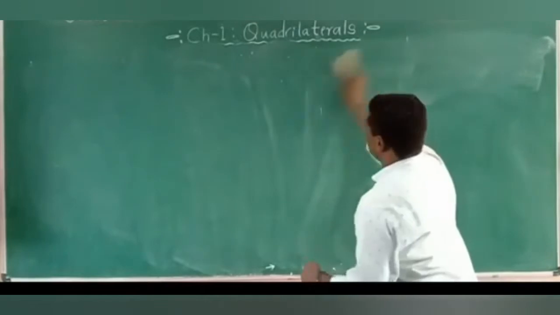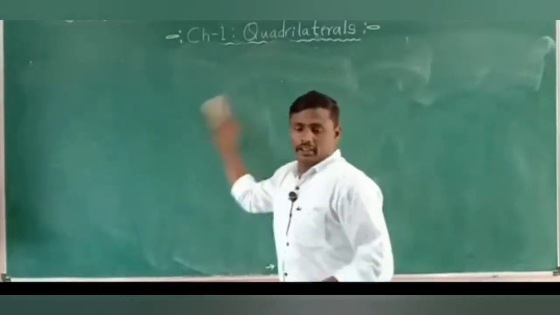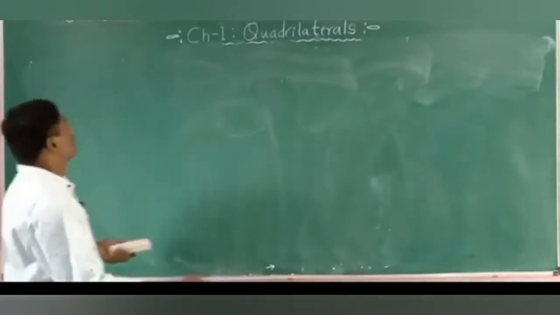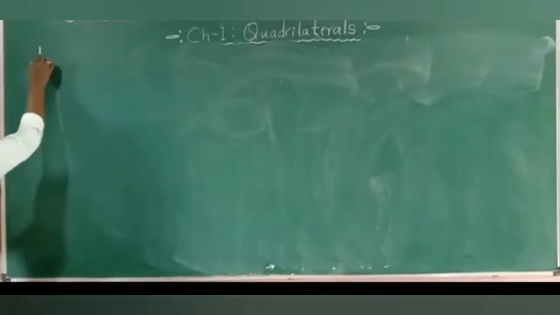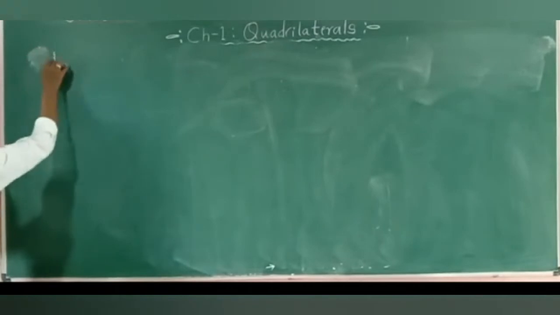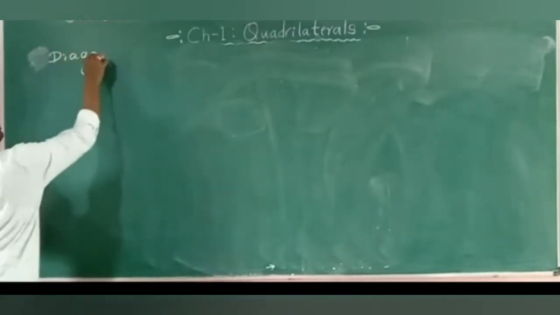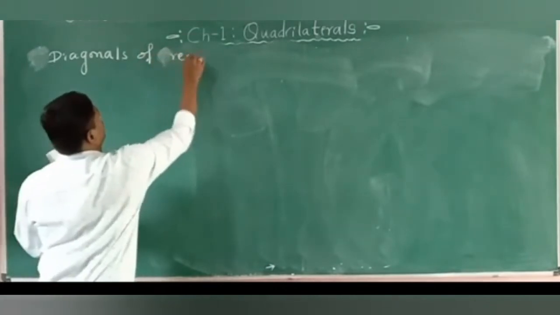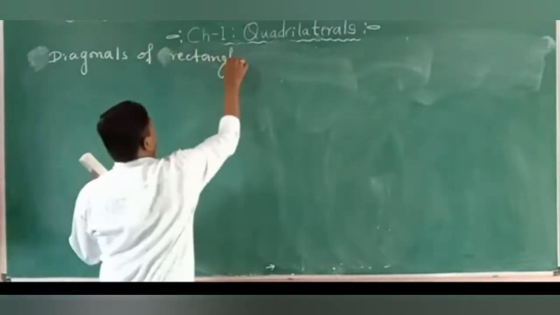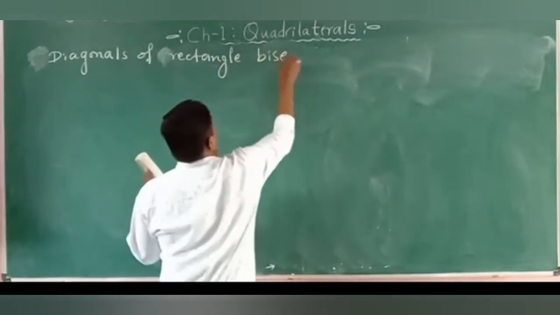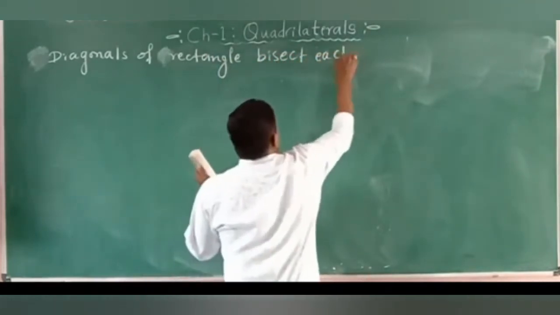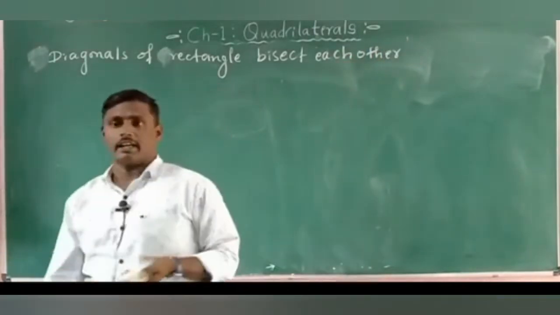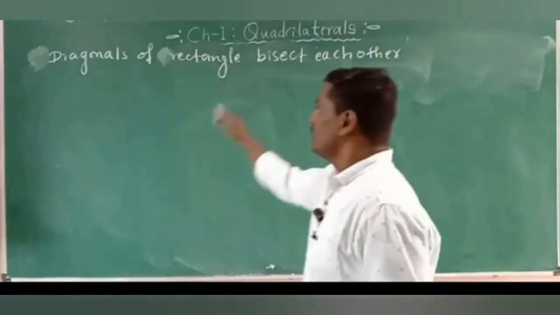So I already know the properties of the rectangle. First theorem is diagonals of rectangle bisect each other. This is the statement of the given theorem.